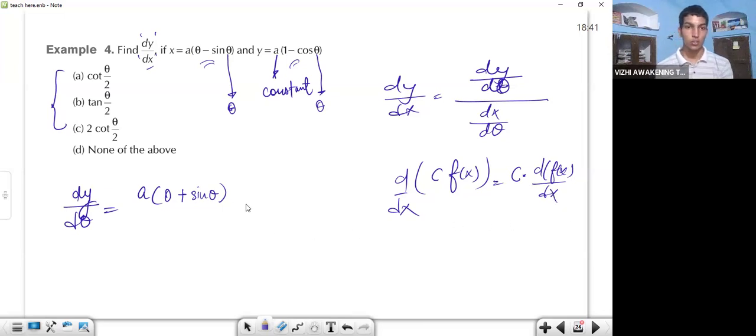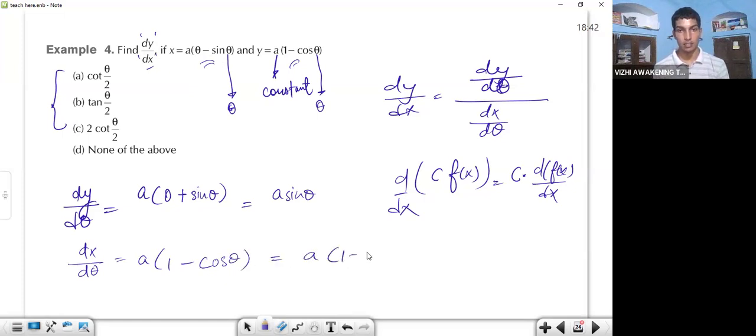Yes. So it comes out to be a sine theta. Now solving for dx by d theta, x is what? A into theta minus sine theta. So a is a constant. Let's keep it outside. For theta, d theta of theta is 1. D theta, so d sine theta with respect to d theta would be minus, sorry, cos theta. And it will remain as it is, 1 minus cos theta.